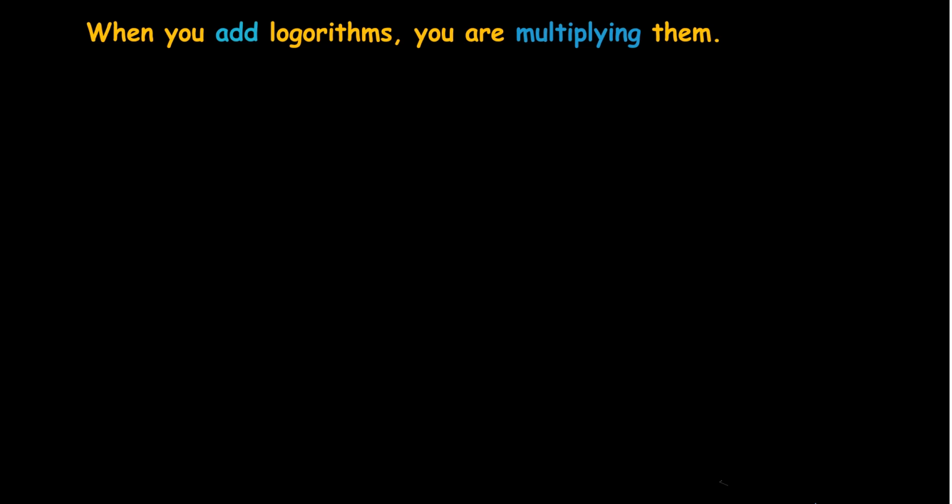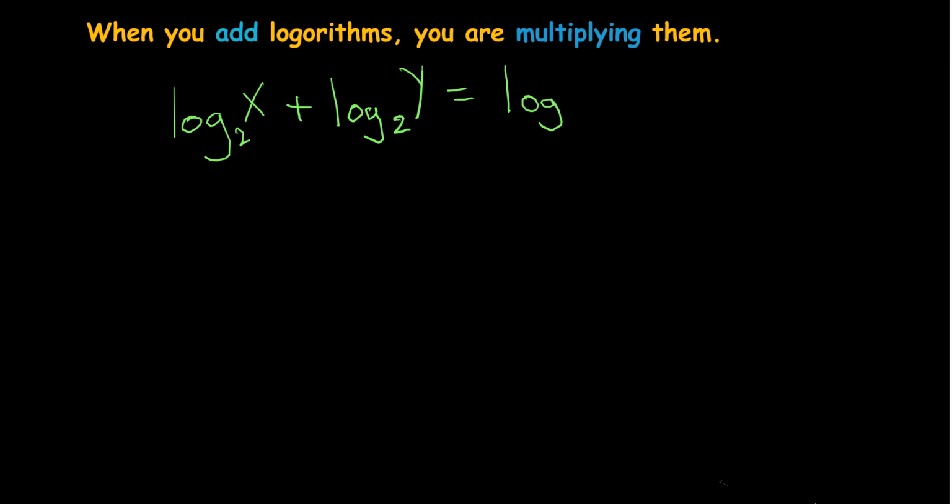Alright, so the first little tip I want to show you is that when you add logarithms, you're basically multiplying them. Now you may look at that and be like, whoa, what are you saying? But it's actually pretty simple. Let me just show you a quick example. If you have log base 2 of say x, and you add that to log base 2 of y, then you're going to get log base 2 of xy. It's as simple as that.